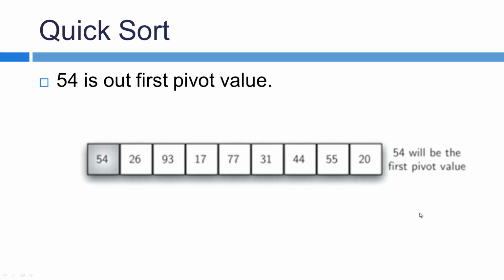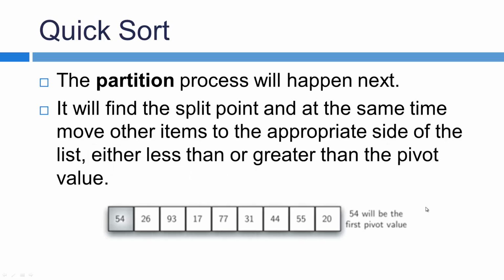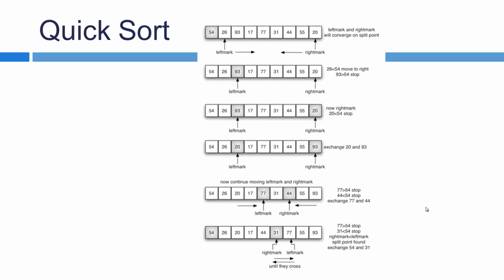Let's go ahead and look at a diagram to explain this. Here we have this array which has 54, 26, 93, 17, etc. And 54, this first element, is going to be our first pivot value. The partition process is what's going to happen next. It will find the split point and at the same time move other items to the appropriate side of the list, either less than or greater than that pivot value. So 54 is our first pivot value.